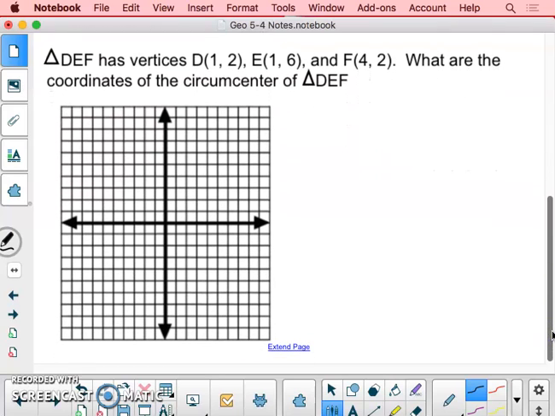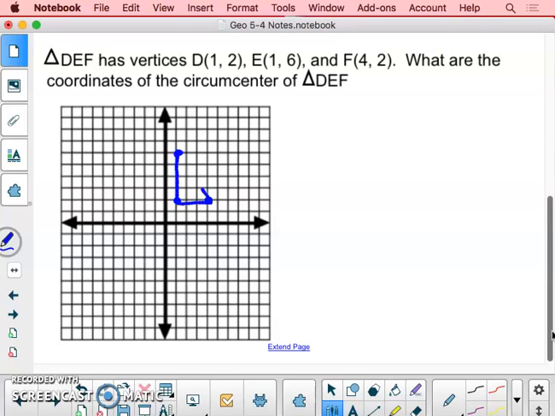Okay, one last one with that. If our vertices are different now, 1, 2 for D, 1, 6 for E, and 4, 2 for F, same thing. This is also a right triangle, which means I'm going to continue to ignore that hypotenuse. I'm going to put a dot halfway between, and I have to redraw this, sorry about that. I just missed by a little bit when I did the point over here at 4, 2. There we go, that's much better.